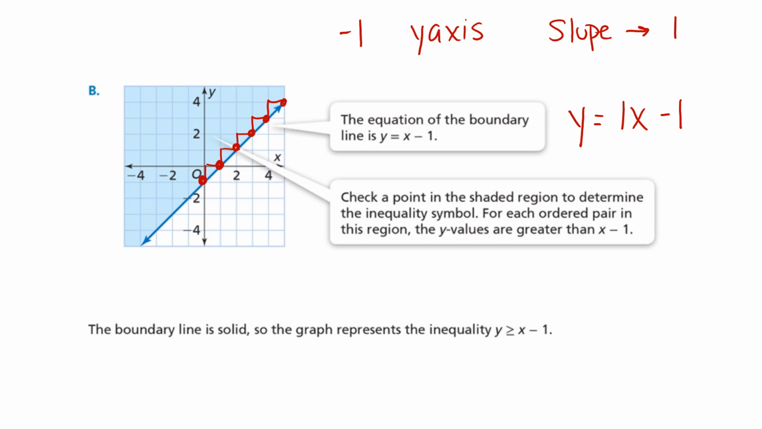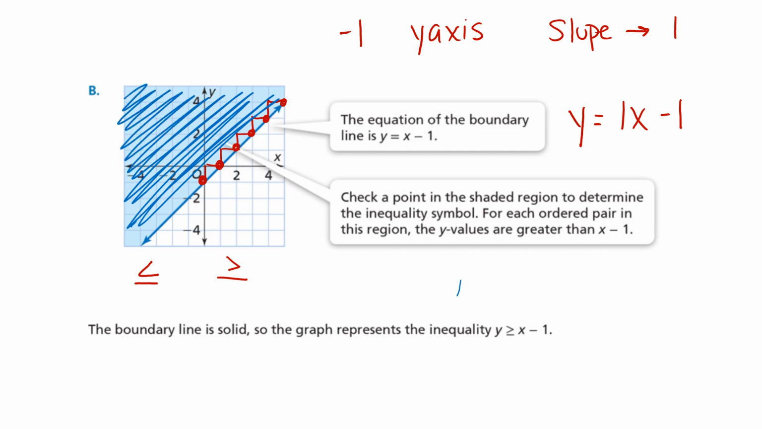But because it's an inequality, we're going to change our equal sign. It is a straight line, not dotted, meaning it's going to be either less than or equal to or greater than or equal to. Because the line is shaded above the graph, we know that it is going to be greater. So when we rewrite the equation, instead of y equals, we have y is greater than or equal to 1x minus 1.